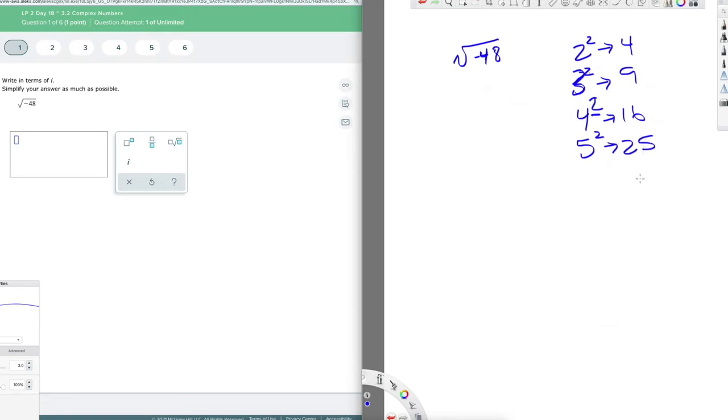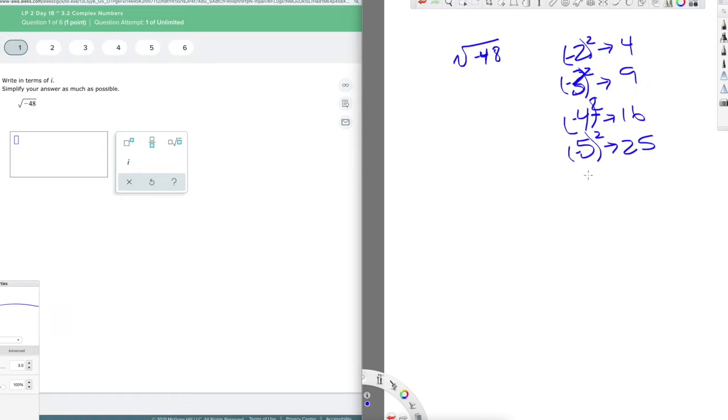Well, what if I did negatives? What if I had a negative here, like this? Does that change the answer at all? It doesn't, because negative 2 times negative 2 still gives me positive 4. 2 negatives make a positive. Negative 3 times negative 3 still gives me positive 9. So whether they're positive or negative, it doesn't change the answer.